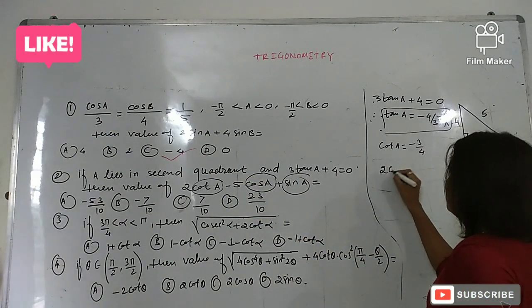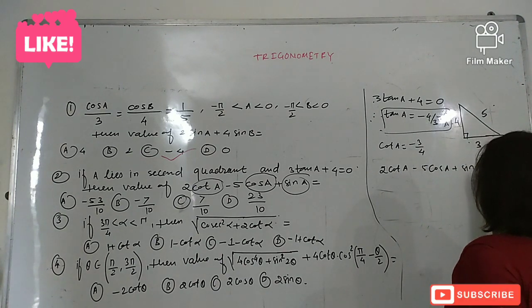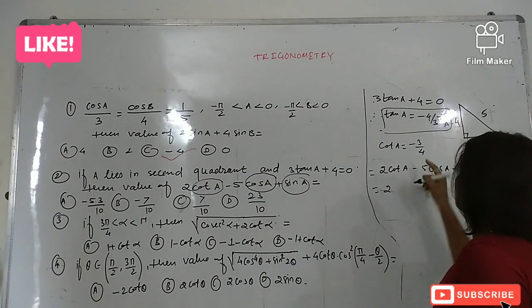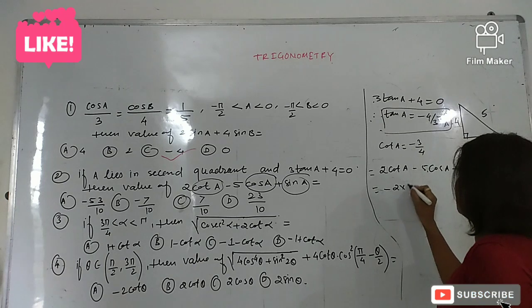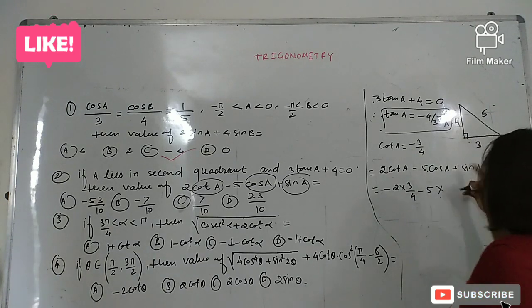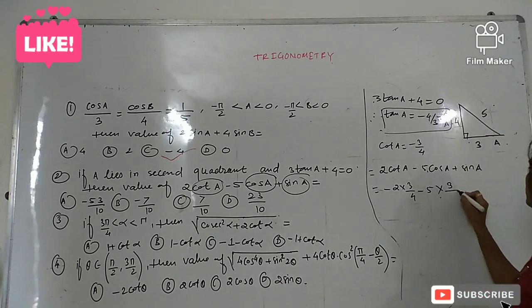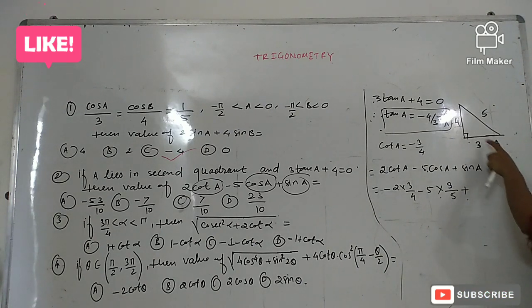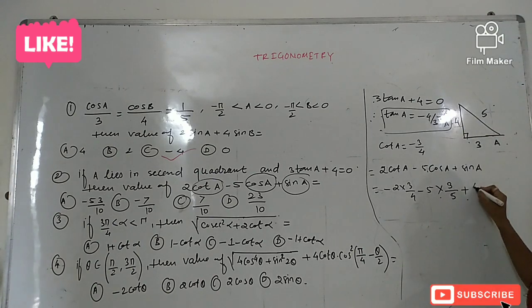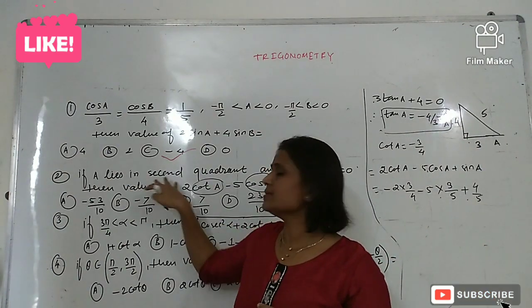So write the equation: 2 cot A minus 5 cos A plus 3 sin A equal to. So cot A value is minus 3 by 4, so give the sign here, minus 3 by 4, 5. Cos A value: cos means adjacent upon hypotenuse, so this value will be 3 by 5, plus sin A. And sin A value is opposite upon hypotenuse, so 4 by 5.